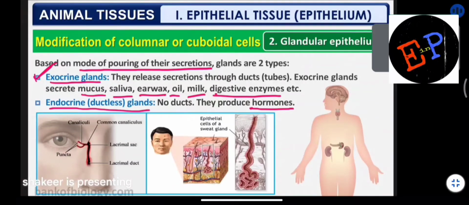So based on how secretions are released into the body, we are dividing the glands into two types. One is exocrine and the other is endocrine. All these layers of cells of these glands are made up of what kind of tissues? Epithelial tissues. Especially, they are made up of simple epithelial tissue, and in simple epithelial, columnar and cuboidal types. So all this sequence you should remember.